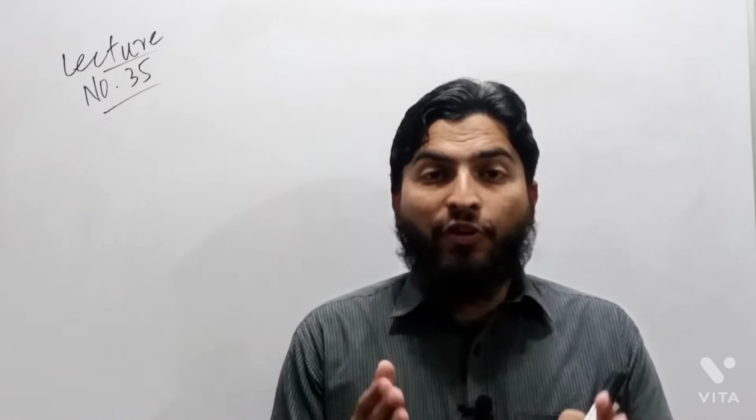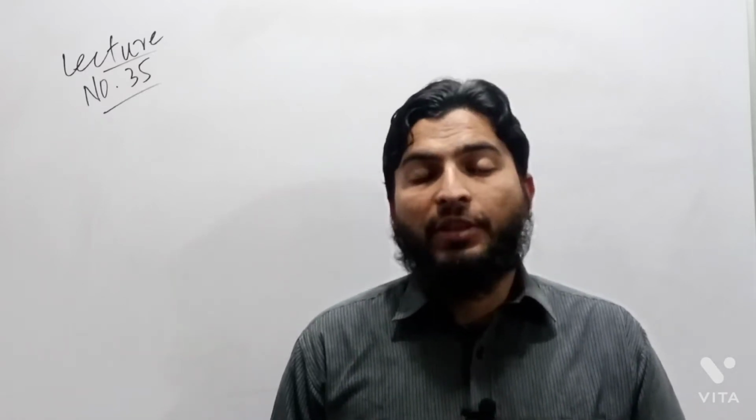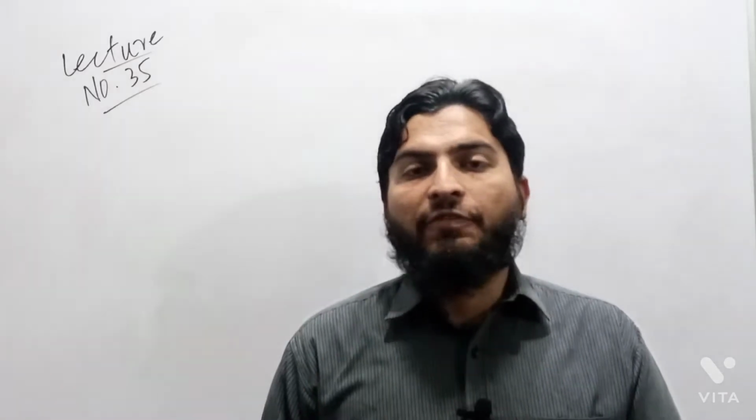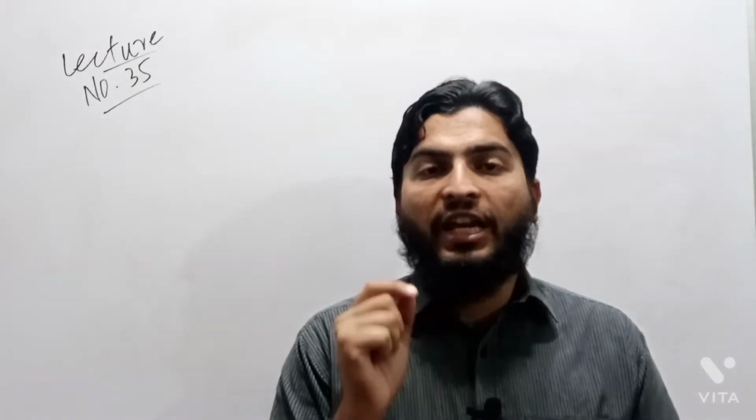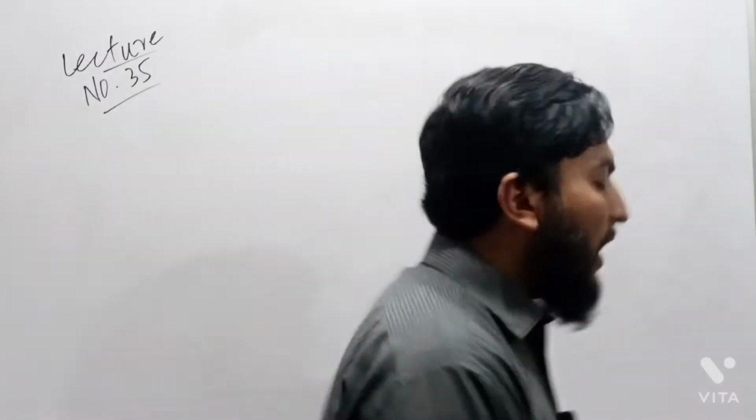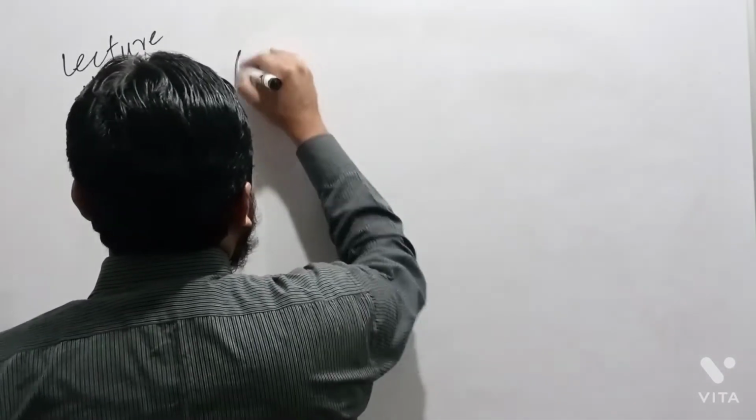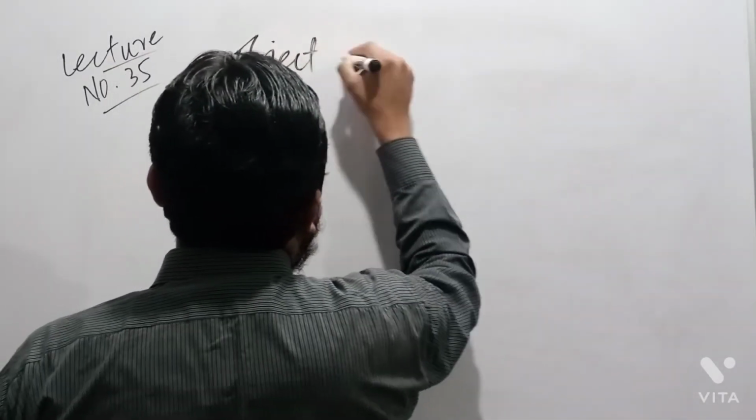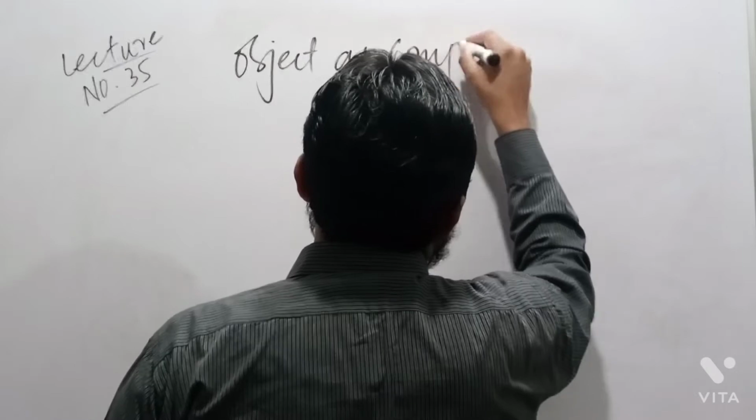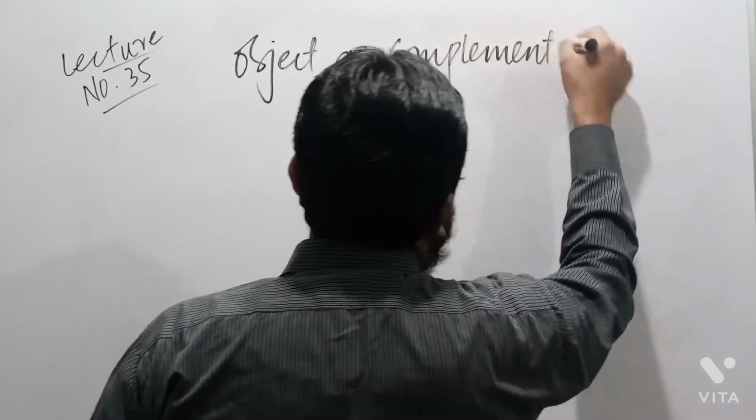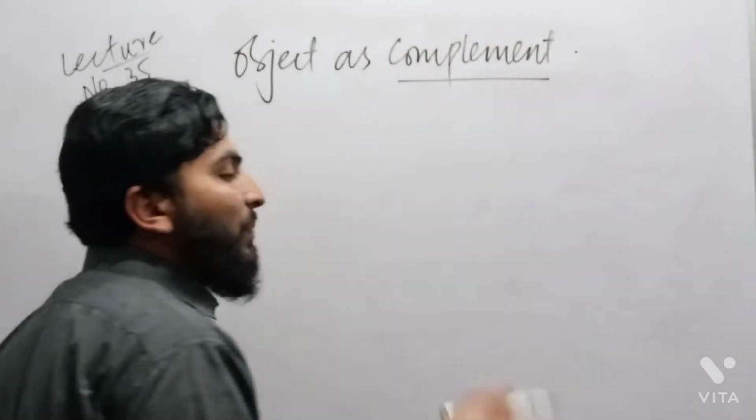Today I'm here with you for a new lecture. That is lecture number 35. Lecture number 35 is about object as complement. Now, how is object called a part of complement? Actually, object as part of complement, we understand that complement is that part of the sentence which completes it.